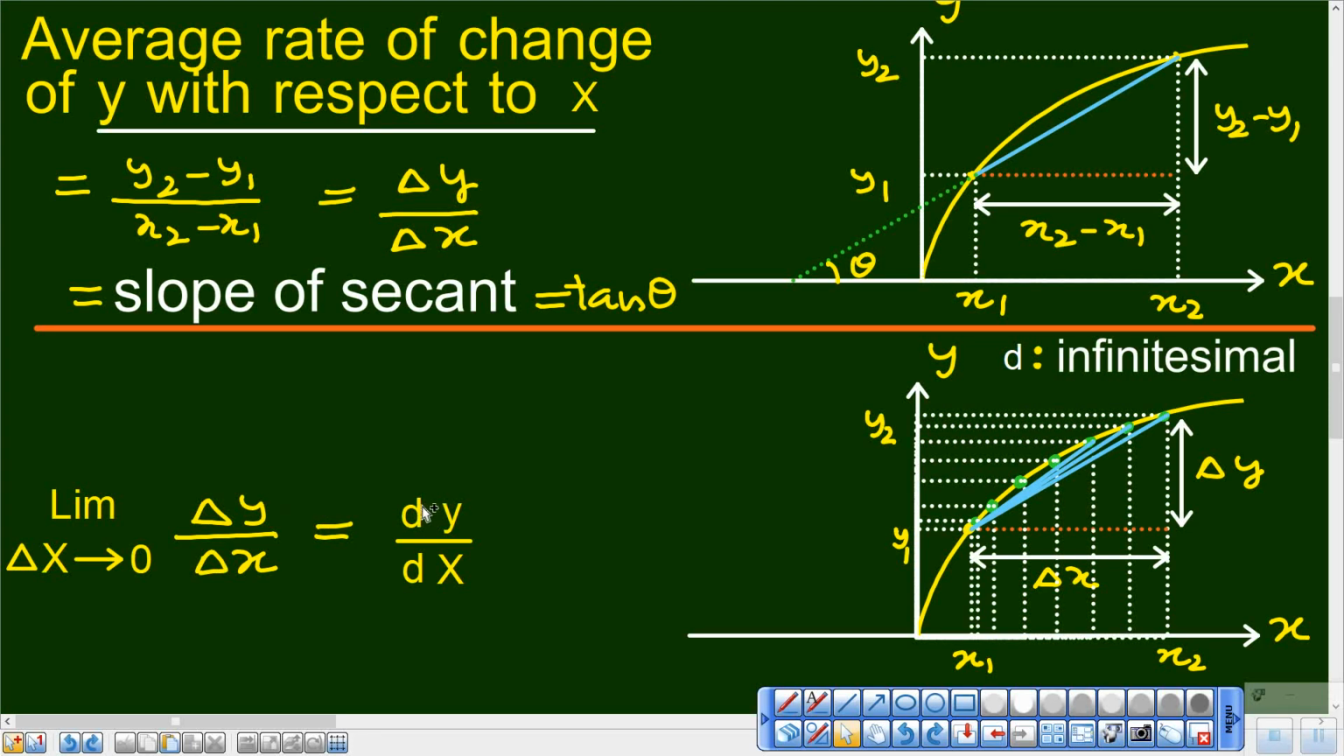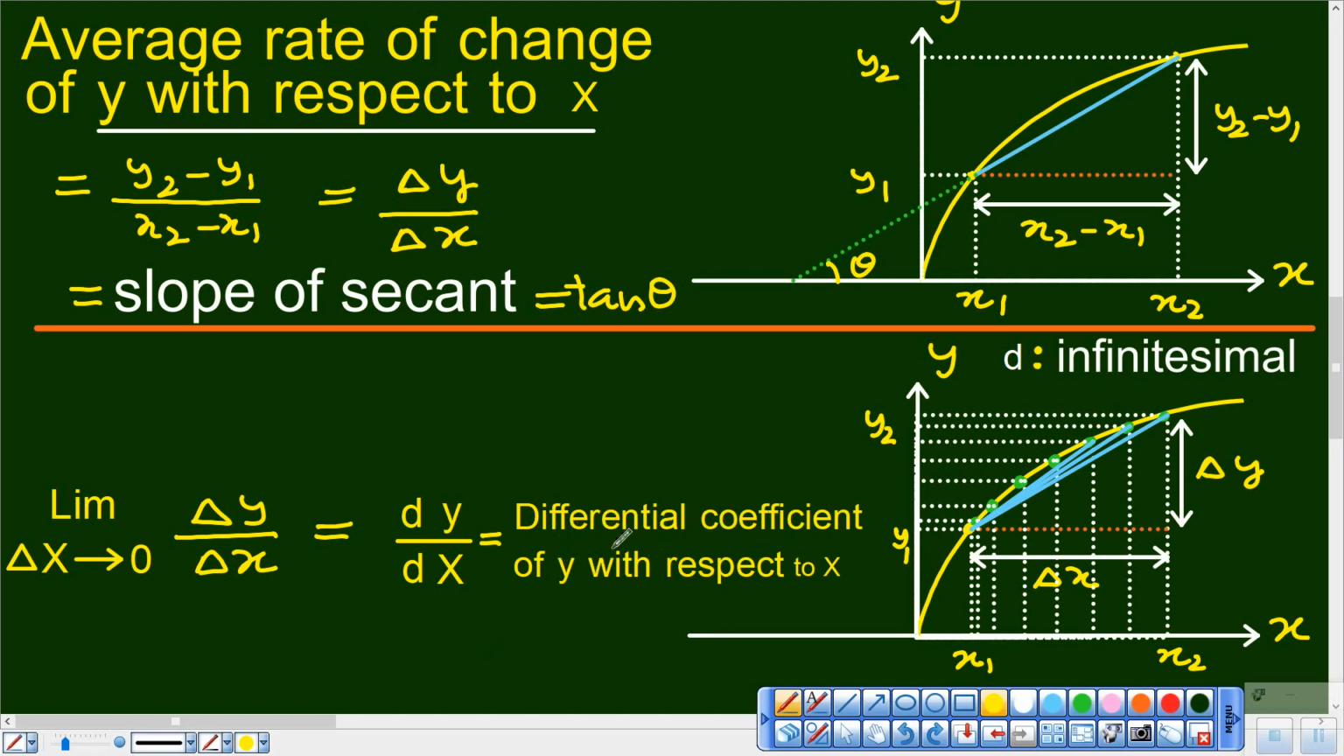So for very small change in x, very small change in y upon very small change in x is what is represented by dy by dx, and it is known as the differential coefficient of y with respect to x. This is what the notion of derivative is. This is what differentiation is. This process of computing this is known as differentiation.